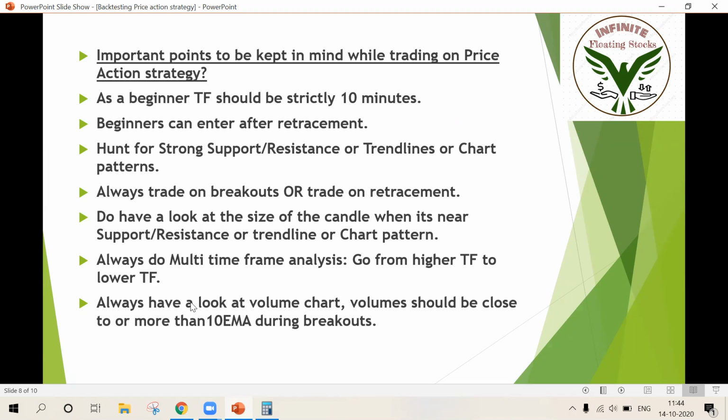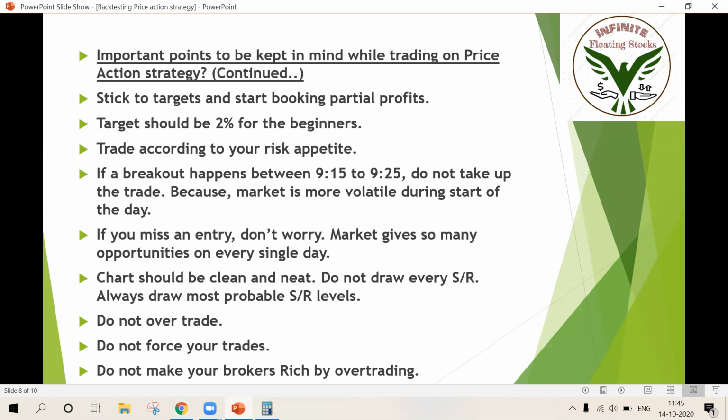And do not forget, the fifth confirmation is important, which is volume. So always have a look at the volume chart. Volume should be close to or more than the 10 moving average during breakouts. And stick to targets.